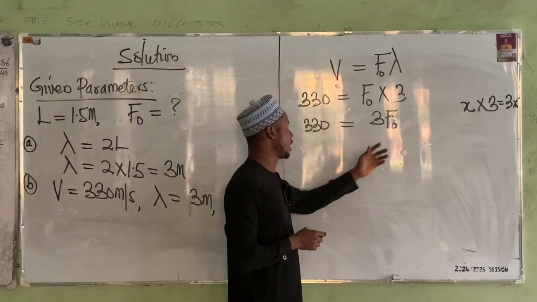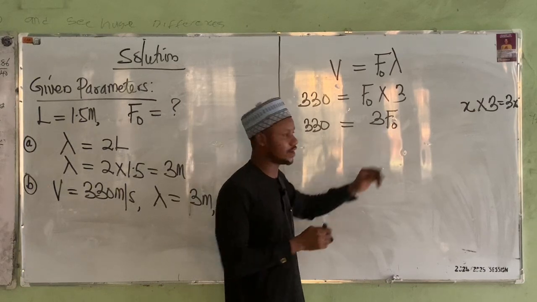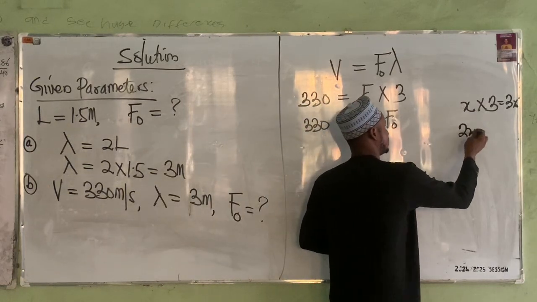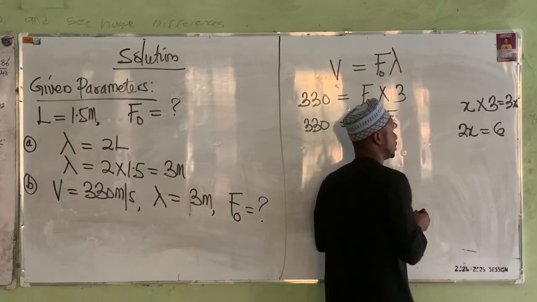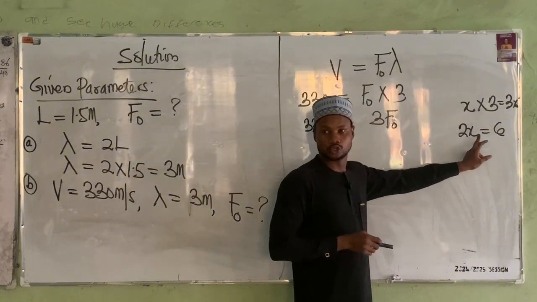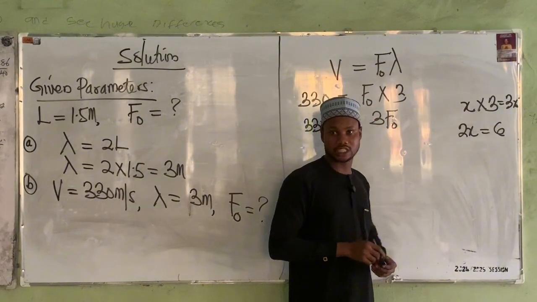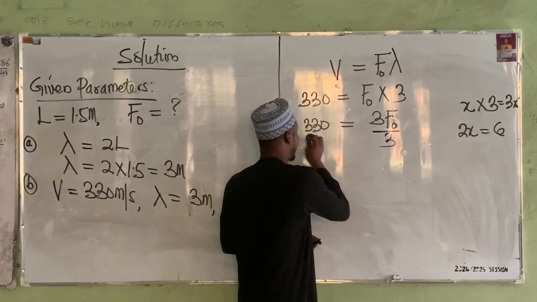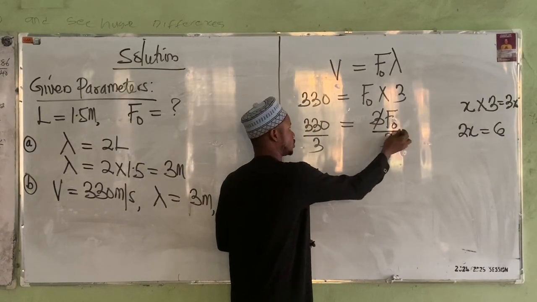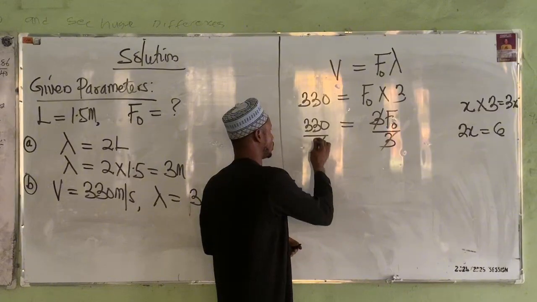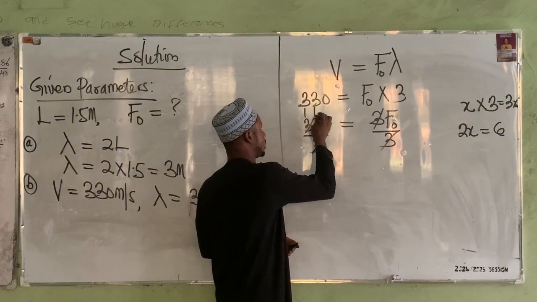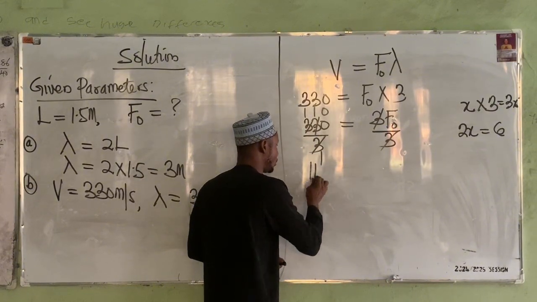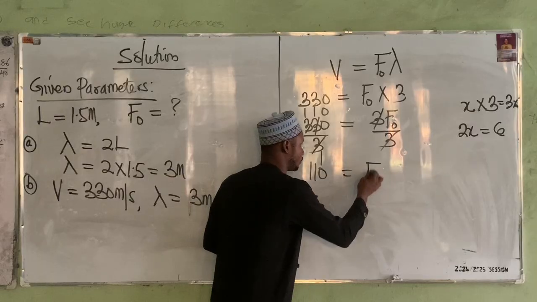And we are asked to find F naught. The same thing here, if I have 2S is equal to 6, and you are asked to find S here, what will you do at this point, class? Divide both sides by 2, right? So I will divide both sides by 3 here. This cancels this, this is 1, this cancels this, this is 1, and this is 110. So our 110 is equal to F naught.